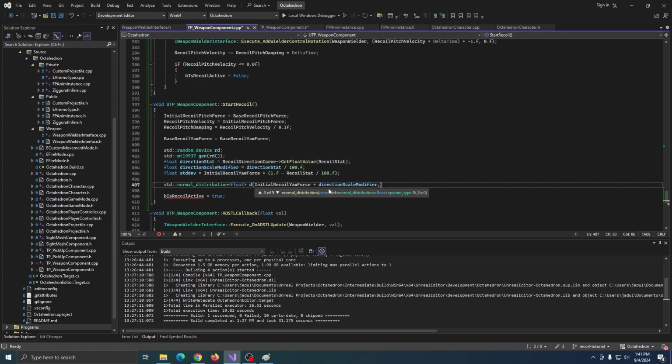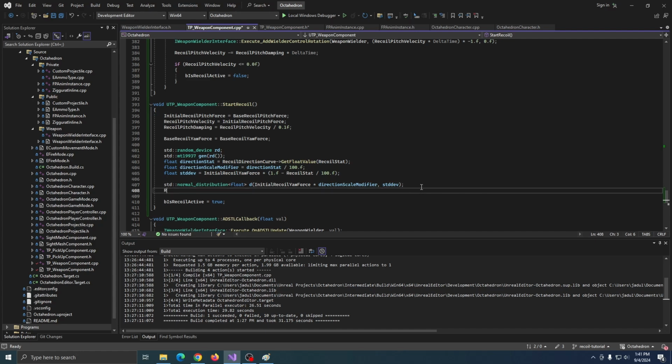and then the standard deviation, right? So basically what we have here is the mean, and the mean is going to be the recoil yaw force times the direction scale modifier. What this tells us is in which direction the recoil will go towards, right? And this is how random it's going to get, the standard deviation. That's basically what it is.